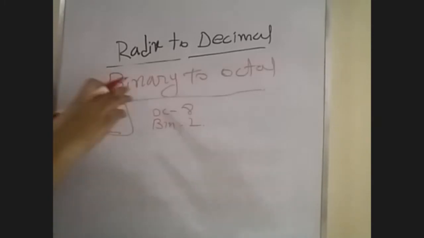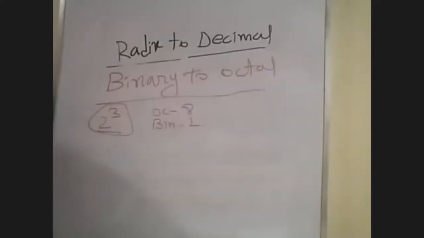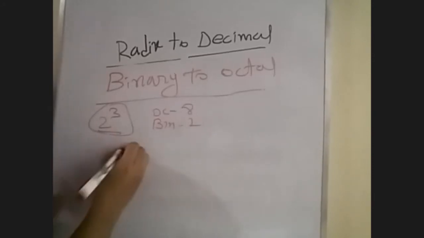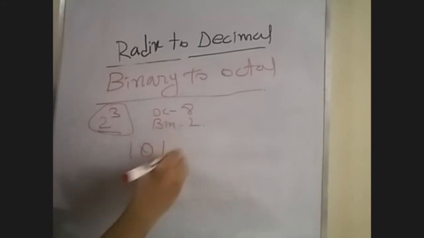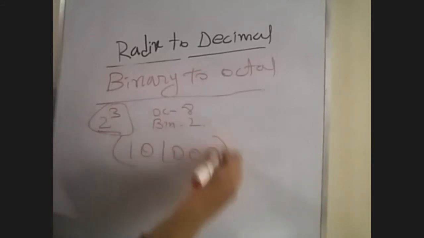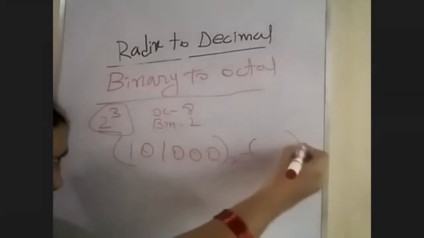That's why we can do binary to octal conversion this way. Suppose, for example, I will tell you a small example. 10100000. This is the binary number, and you will convert it into octal.